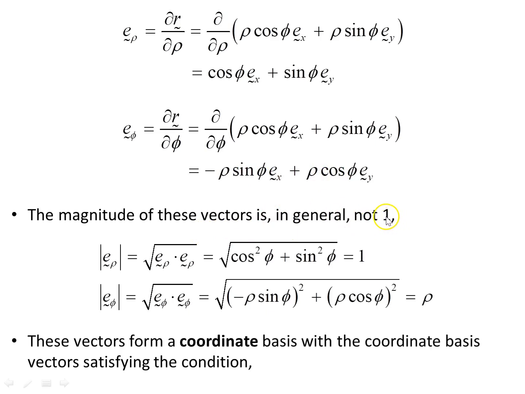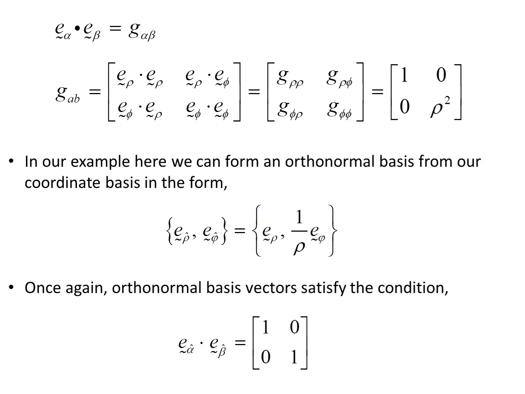Sometimes they may not even be orthogonal to each other. So the magnitude of the coordinate basis vector in the rho direction is this object here, which is 1, so that's nice. In the phi direction, it's this object here, which is not 1. Now these vectors form a coordinate basis, with the coordinate basis vectors satisfying the following condition, which will tell you that you are in a coordinate basis. E_alpha dot e_beta is g_alpha beta, the metric for that space.